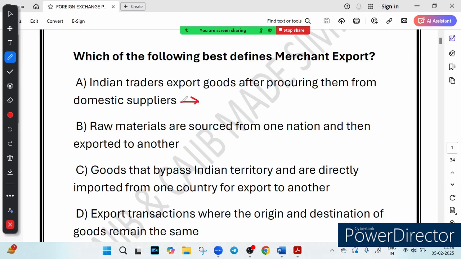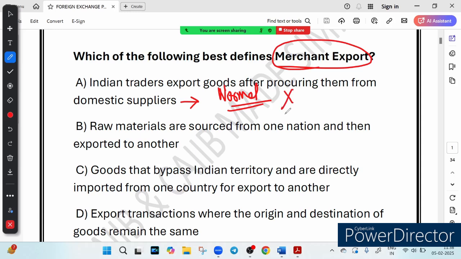As per option A, Indian trader exports goods after procuring them from domestic supplier. This is the common type of export but not a merchant export. It is called normal export, in which an Indian trader buys goods from an Indian manufacturer and then ships abroad. For example, a Delhi based exporter buys handmade carpet from Jaipur and exports them to the USA. So this is the normal export option, and it is incorrect because in merchant export goods do not come from India.